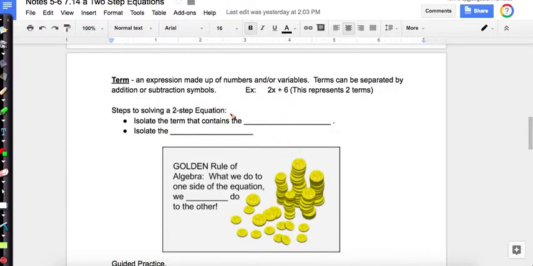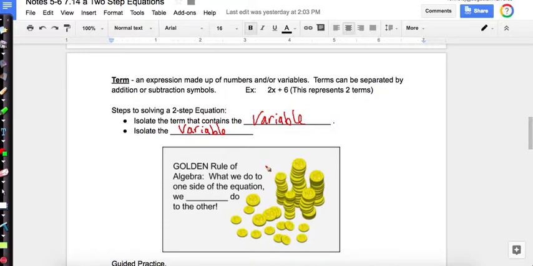So the steps to solving two-step equations are isolate the term that contains the variable. So meaning we're getting rid of the chips, because we want to isolate it. And then after we isolate the term that contains the variable, then we isolate the variable. So we get the x by itself, or whatever the variable might be.